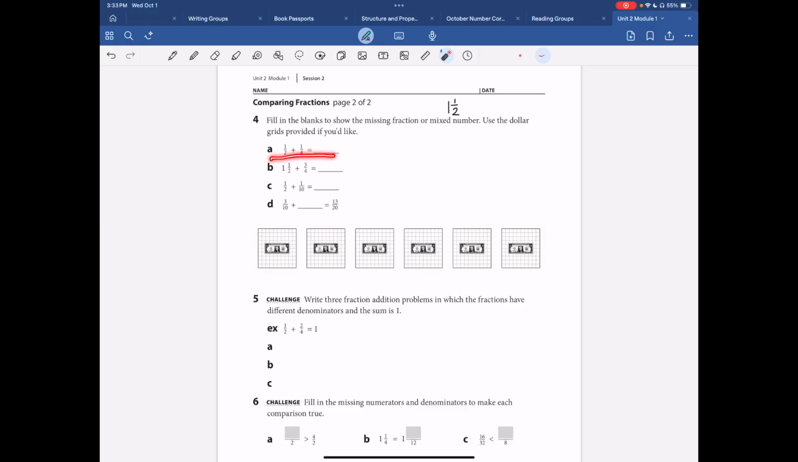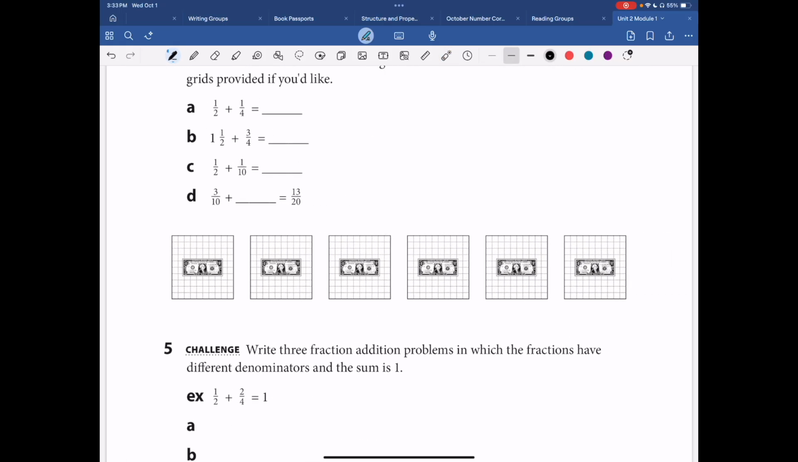A says 1/2 plus 1/4. Remember when we were in class, what we did, if I'm doing problem A, I'm going to shade in 1/2, then I'm going to shade in 1/4, and then how much do I have all together? I noticed that when I did 1/2 and 1/4, I split my whole into fourths, and I have 3/4. I wrote that bad, sorry. 3/4 when I add those together. So use those money grids to help you. This is what I did for A.